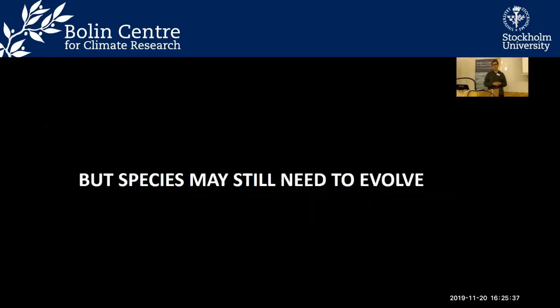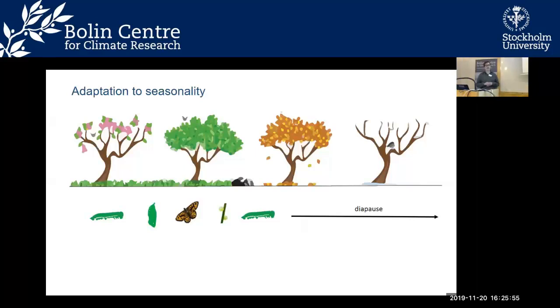But even if climate gets warmer and thus more suitable for a species in a new area, there may be other factors than simple climate that these expanding species may need to adapt to. And one complicating factor is seasonality. So even with a fair amount of climate change, butterflies won't really like flying around in the winter in Sweden. So they will have to do all the growing and reproducing in the spring, summer, and autumn.